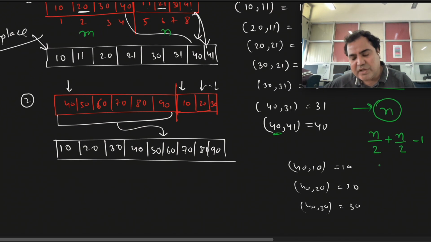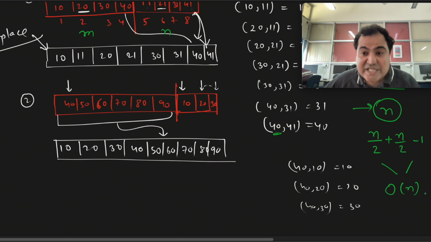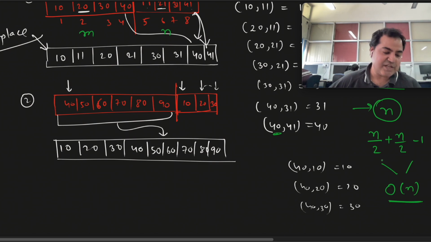So that will be almost equal to order of n. So your merging algorithm will take order of n time complexity. This is very important actually, right? So the number of comparisons will be order of n. You got my point, right? So the number of comparisons is order of n, we write it like that.